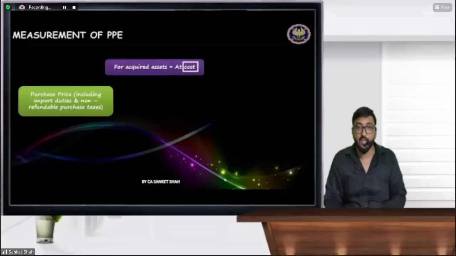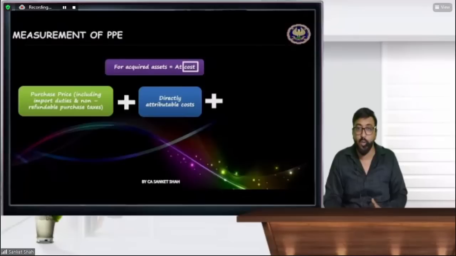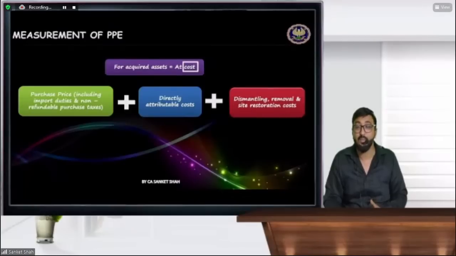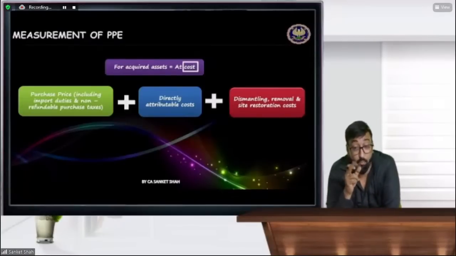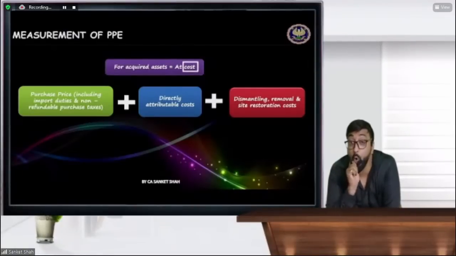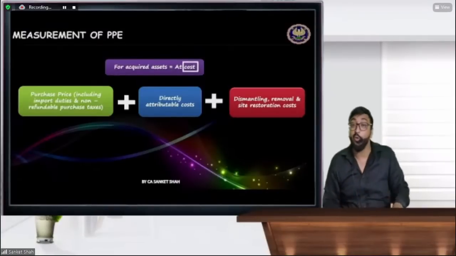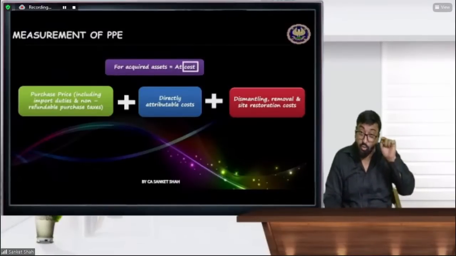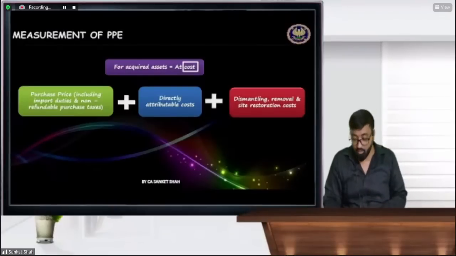Cost means purchase price, same as the inventory valuation definition, plus directly attributable cost, plus dismantling. Now this is very, very important. Dismantling or removal cost that you are going to incur in the future, that cost you will record today. Oh sir, dismantling cost that we are going to incur in the future, are we going to record it today? Yes sir, that is going to be recorded today. That is the dismantling cost.